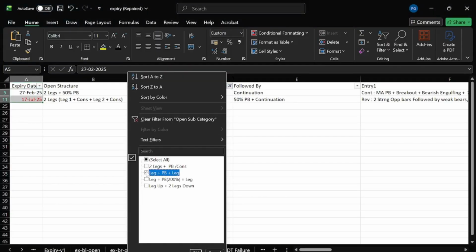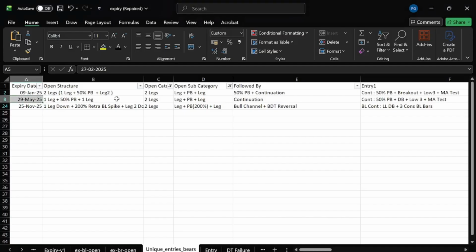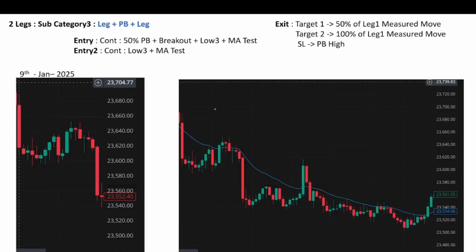Third will be leg, pullback plus leg. We had 3 days. On 2 days we had leg, pullback, leg, and another day we had a deep pullback, which not only retraced leg 1, but went even 200% up, and then it made leg 2. We will see how to trade those.